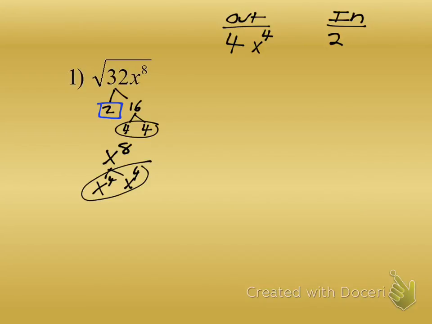What's x to the 4th times x to the 4th? Add. Yep. Okay, and once you do that to everything, now you write your actual answers. So your outside is 4 x to the 4th. Inside, a square root of 2.